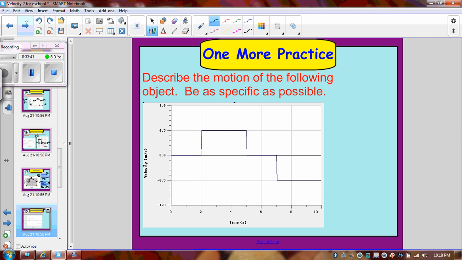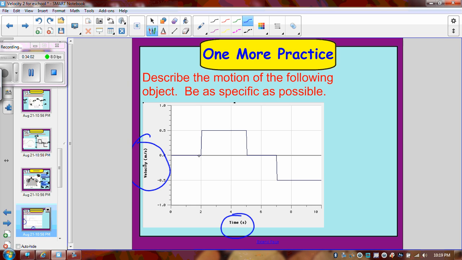Alright, we're almost done. Let's go ahead and look at 2 more examples. This one actually looks a little different. It says, describe the motion of the object and be as specific as possible. The key thing to notice here, and don't get confused, is that this is a velocity versus time graph, not position. So we have to be careful.